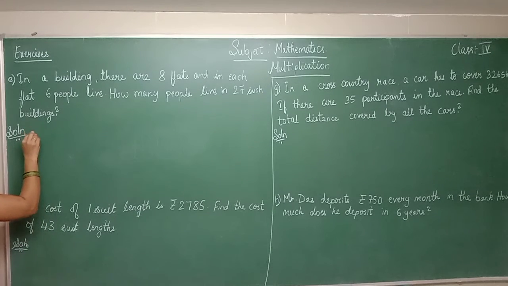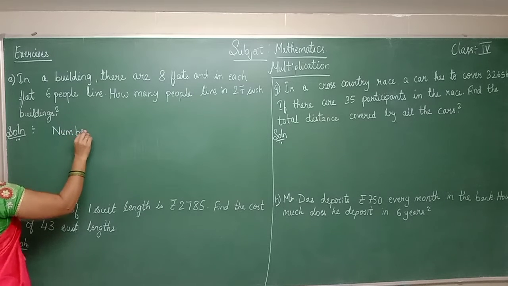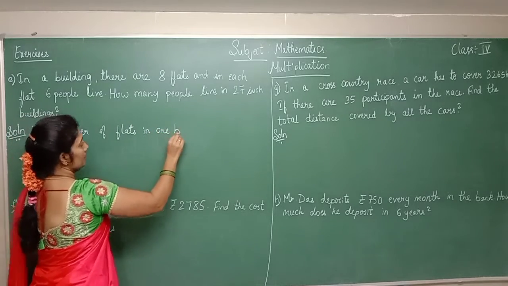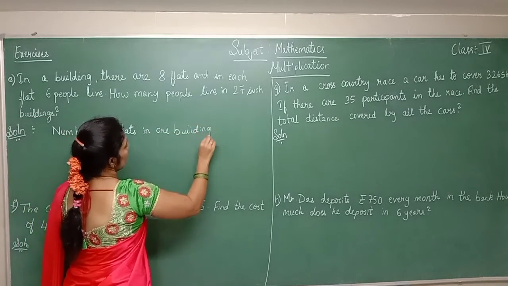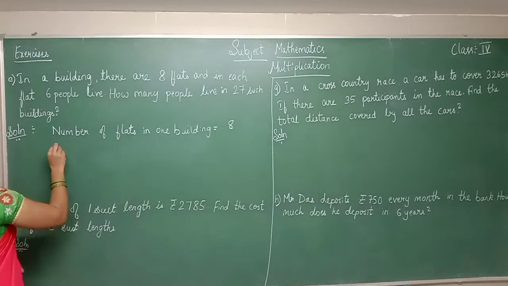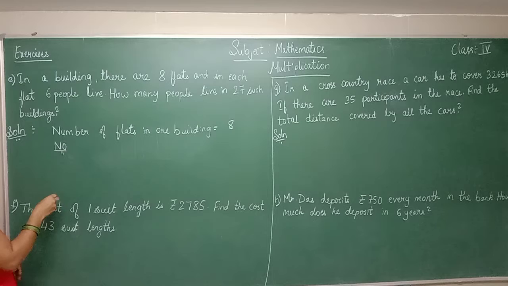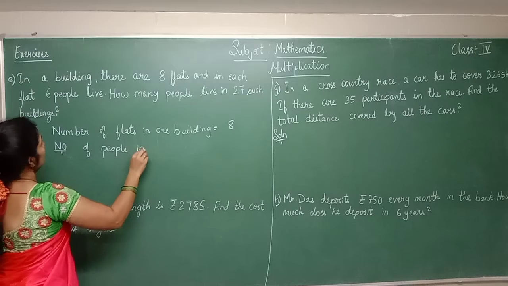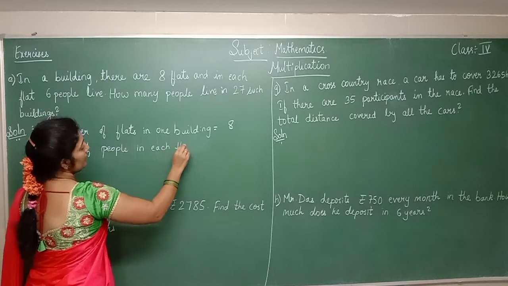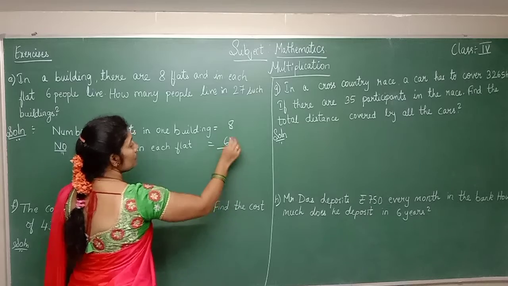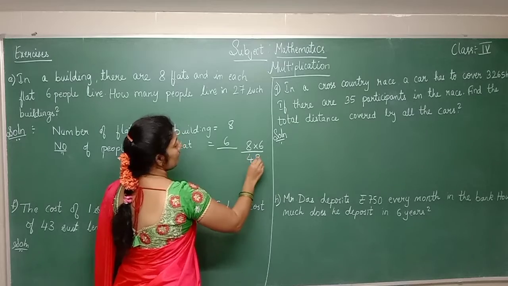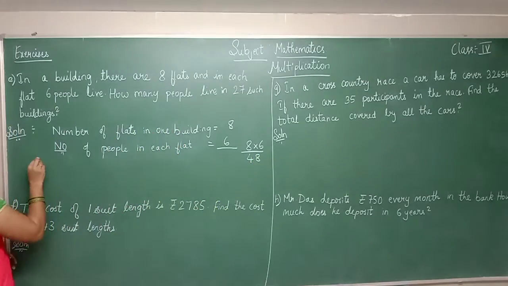So solution, as I said, it will be an answer. What is the number of flats? Number of flats in one building is how much? 8. Same thing, the shortcut for number is NO. Number of people in each flat. How many people are there? There are 6. So first we do multiplication now. What is 8 6s? 48. Got it?